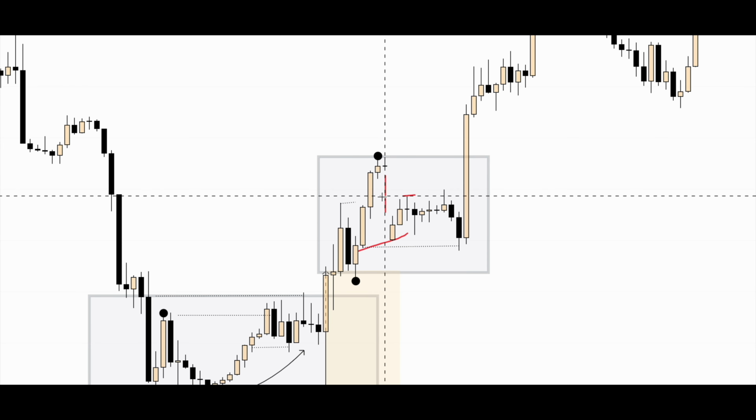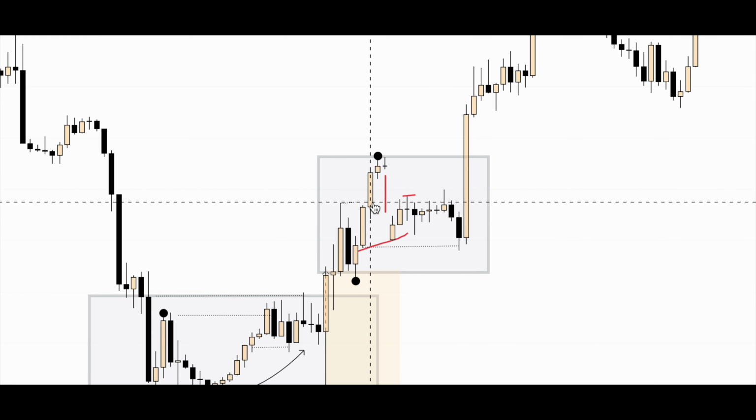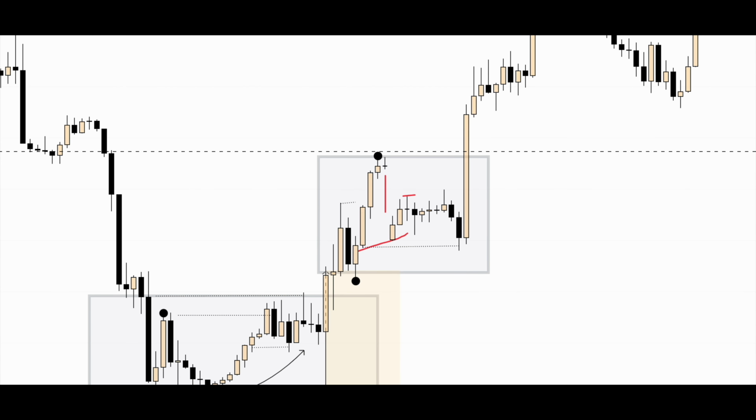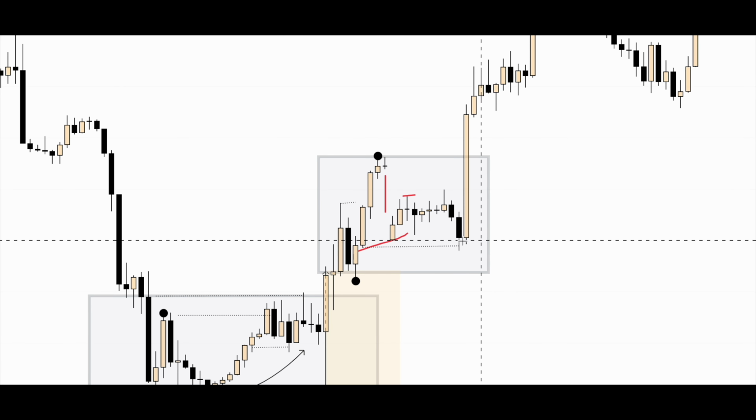The gap isn't necessarily too important. Yes, it is. It is of importance. However, understand that it's literally just a break of structure that didn't get printed. Just keep it as simple as possible, of course.